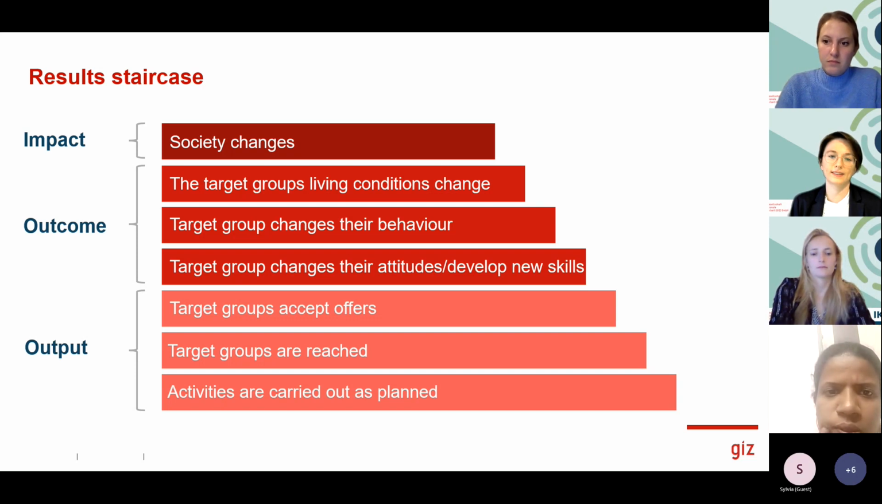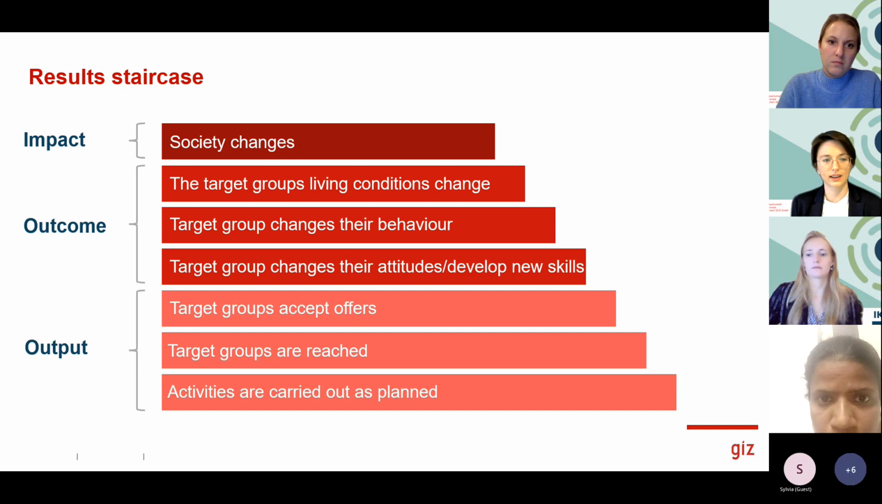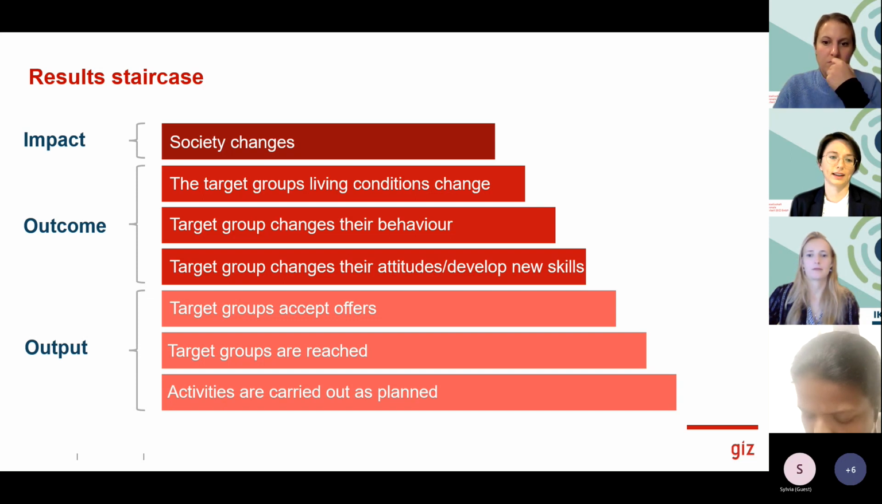Okay, next we have the level of outcomes. Outcomes are changes in the direct, short, and medium term. They occur within the target group and can be subdivided in change in the target group's circumstances, a change in the target group's behavior, or a change in their attitude or skill level. The project objective is usually located at this level.